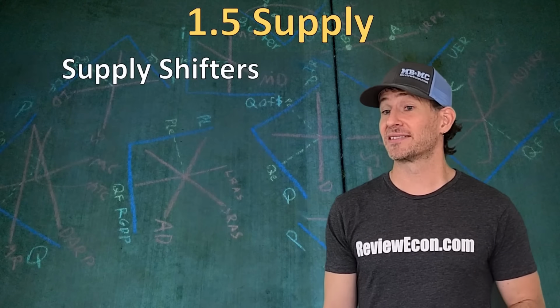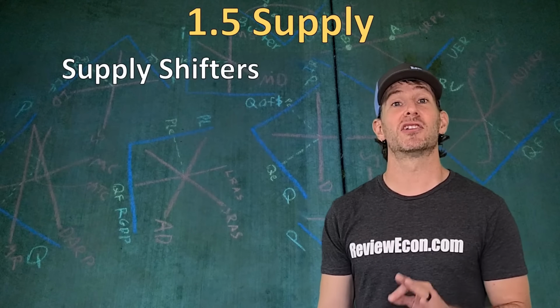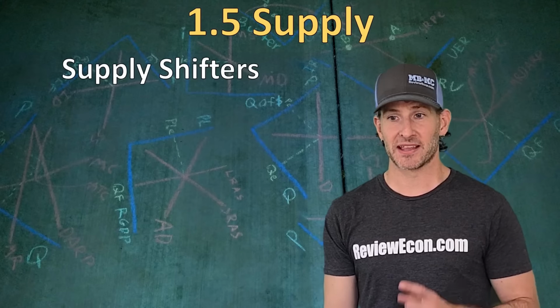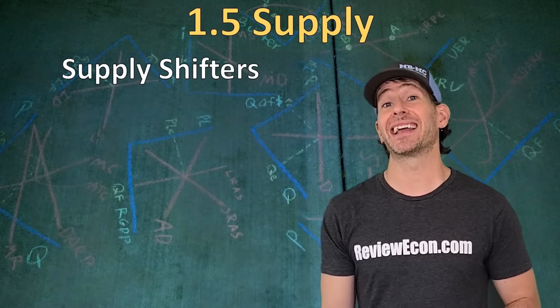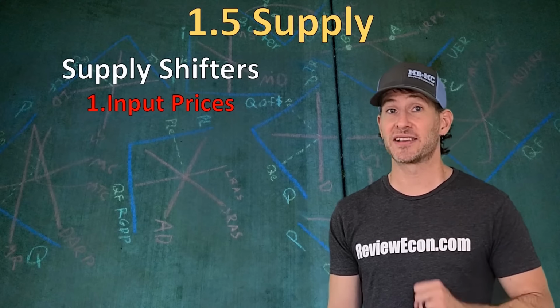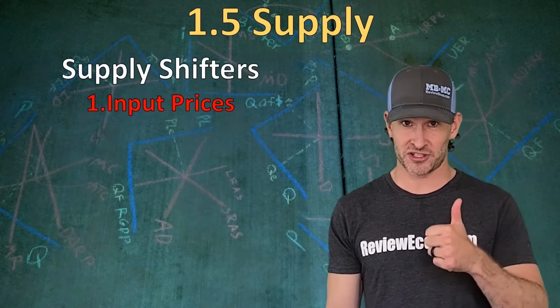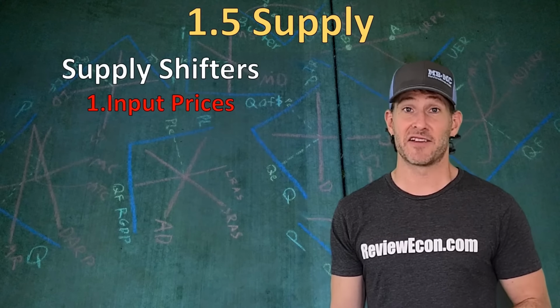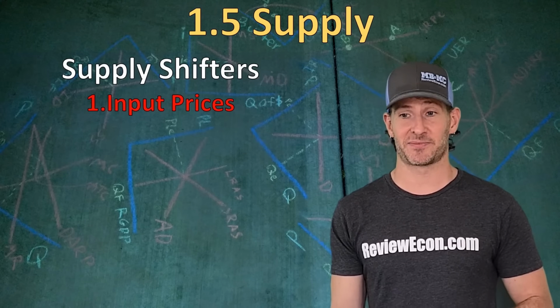But there, of course, are things that do shift supply. We call those non-price determinants of supply. These are your supply shifters. First of all, we've got input prices. Those are the things that go into the production. If the price of a resource that goes into the production goes up, it will decrease supply. If it goes down, it will increase supply.